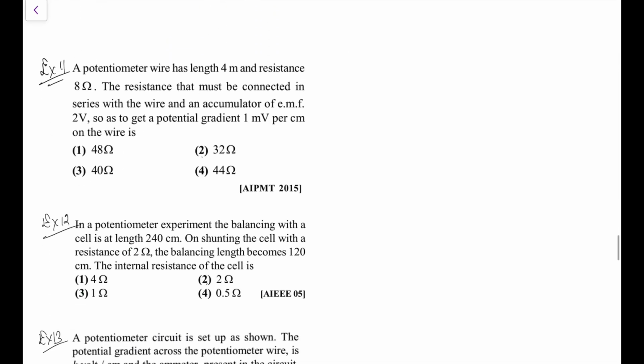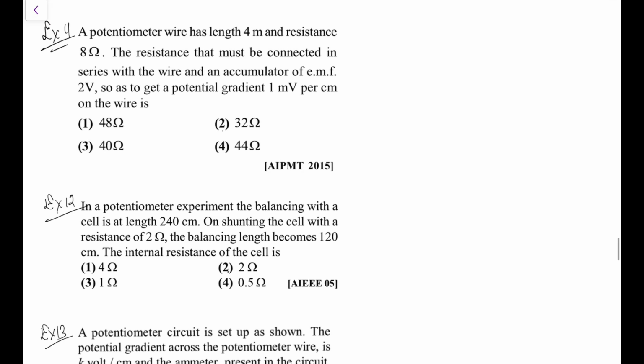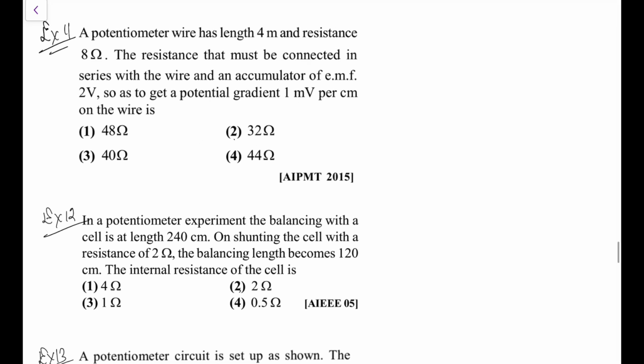Now the last one, the potentiometer. First thing regarding the potential gradient, I have taken the question. Wire has a length 4 meter, resistance 8 ohm. What resistance should be connected in series with a cell of 2 volts so that the potential gradient of 1 millivolt per centimeter is obtained? So 1 millivolt per centimeter, total is 400 centimeter, that is 400 millivolt comes as VAB. 400 millivolts you can say as 0.4 volts. So this is 0.4, that means on that resistor it should be 1.6. So directly you can take that ratio, 8 by R would be the ratio 0.4 upon 1.6 because they are in series.